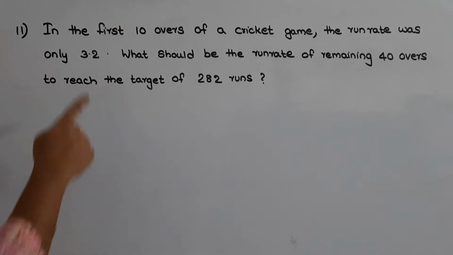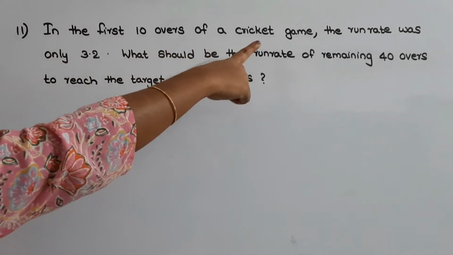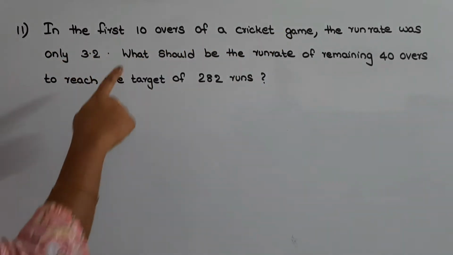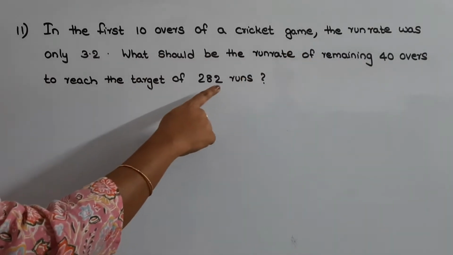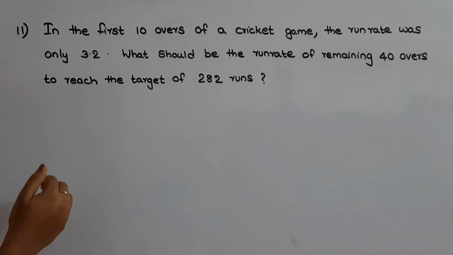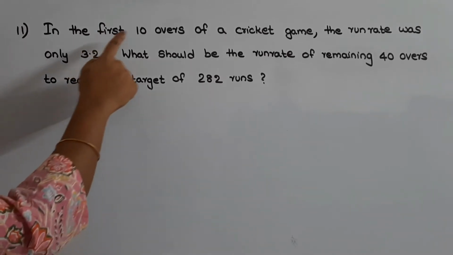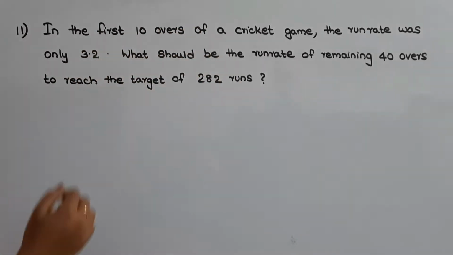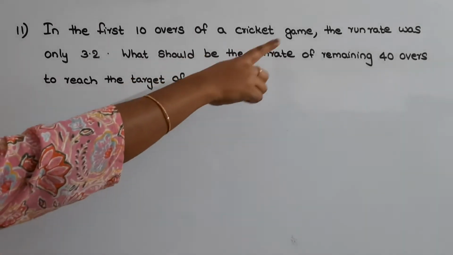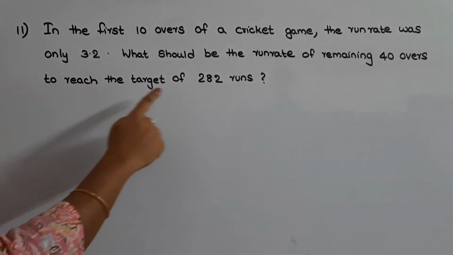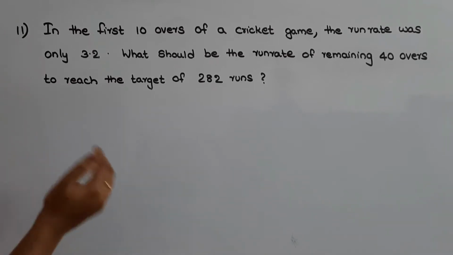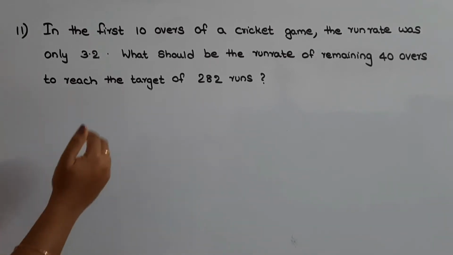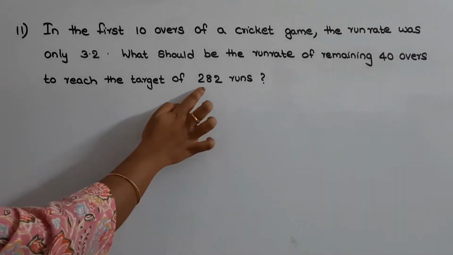The next question is, in the first 10 overs of a cricket game, the run rate was only 3.2. What should be the run rate of remaining 40 overs to reach the target of 282 runs? So in this question, they have given the run rate of first 10 overs of a cricket game. We need to find out the run rate of remaining 40 overs so as to reach the target of 282 runs.